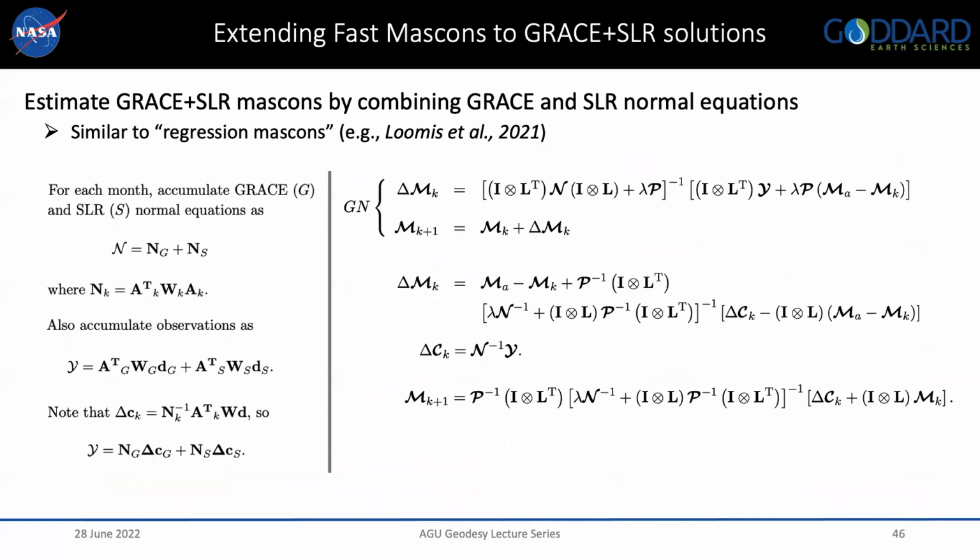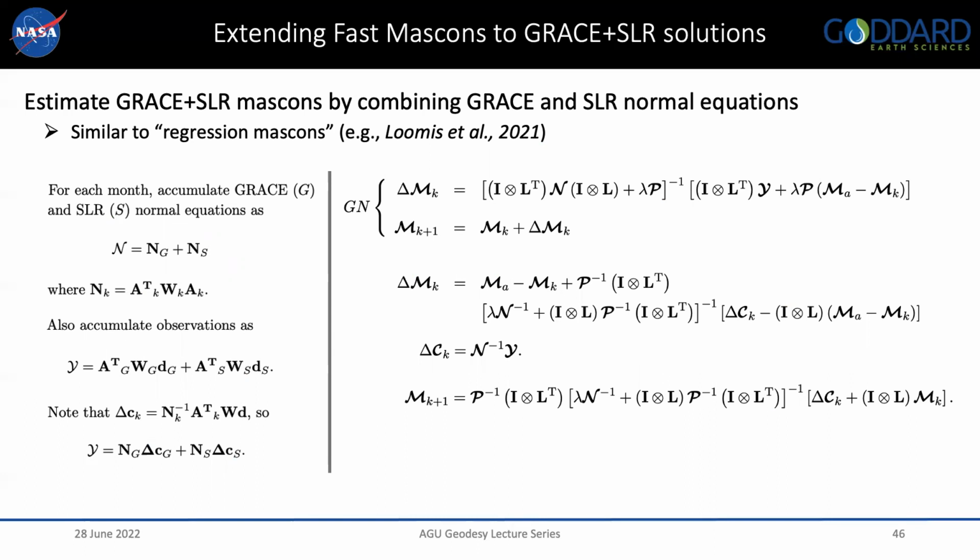So with all of that in mind, we took the fast mass-con approach that I described earlier, and we took the regression approach that Bryant published last year, and we found that there's a way that you can combine the two. It's not a true regression. At this point, we're applying the same types of techniques as in Bryant's paper, but now computing monthly mass cons, just like we always do, from both GRACE and satellite laser ranging.